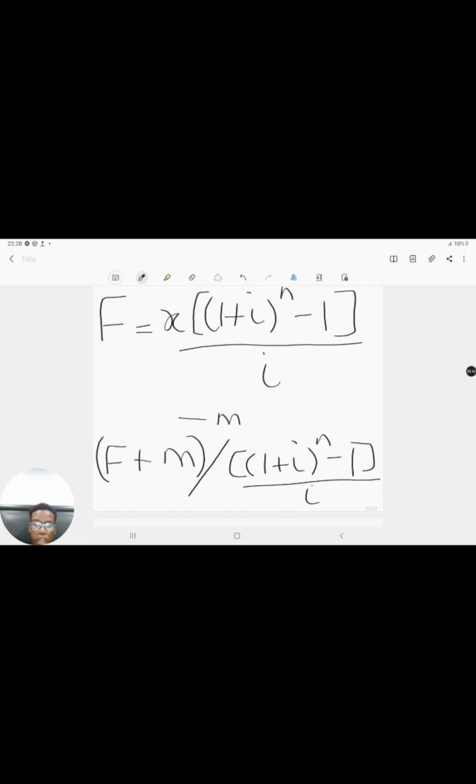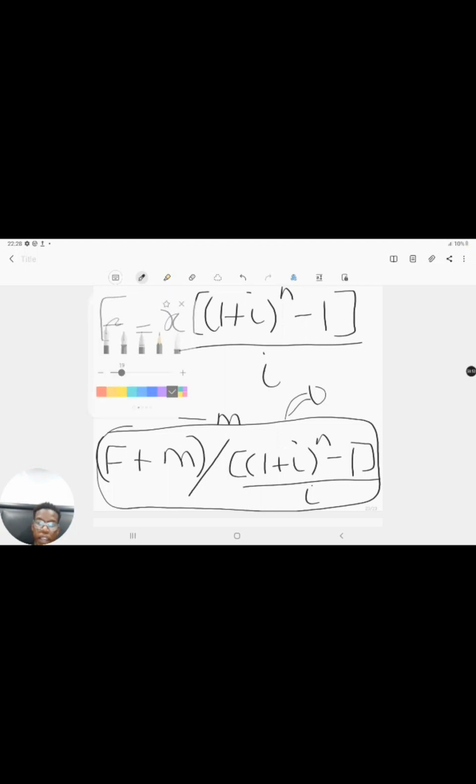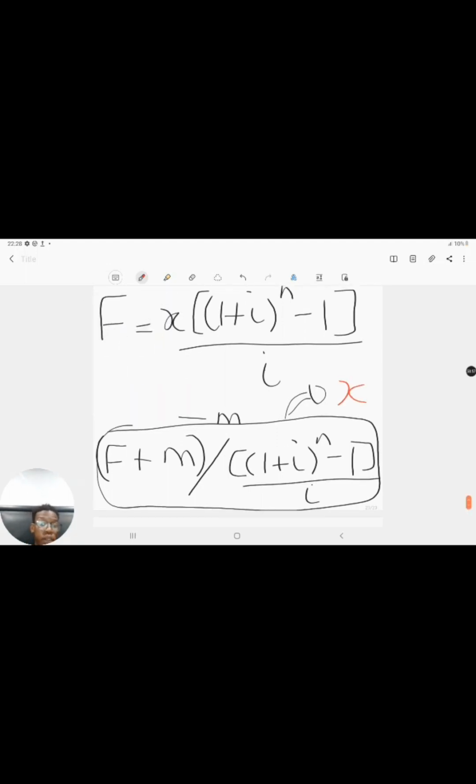Okay, so X is the subject of the formula. So X is that thing there. This entire thing is equal to X. That's the new monthly installment that we want to calculate. So let's actually calculate it.